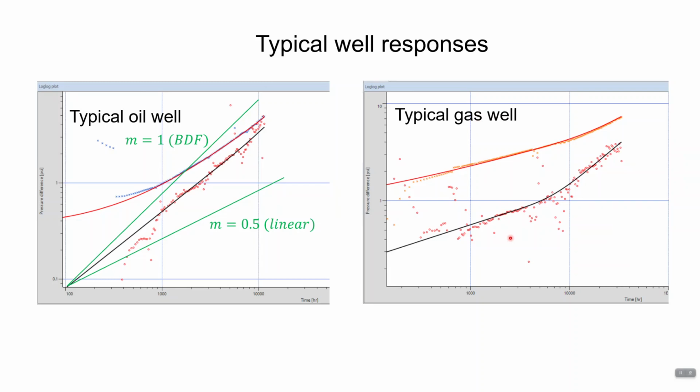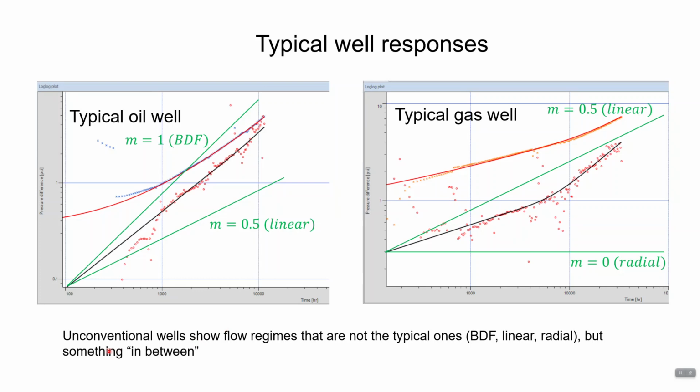For typical gas wells, what we get is a first part that is much flatter than 0.5, but it's not horizontal. It's not like radial flow, what we would expect for a vertical well in a homogeneous system. But it is not linear either, so it is something in between. So the unconventional wells show flow regimes that are not the typical ones. They are not boundary dominated flow, they are not linear, they are not radial, but they are something that we will call in between.